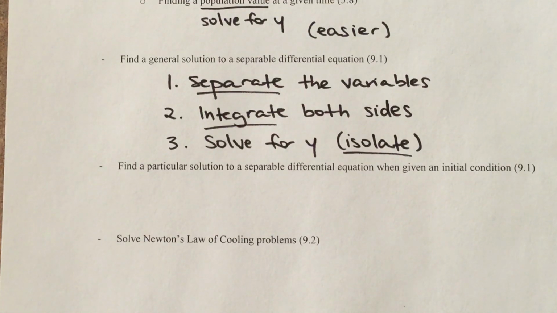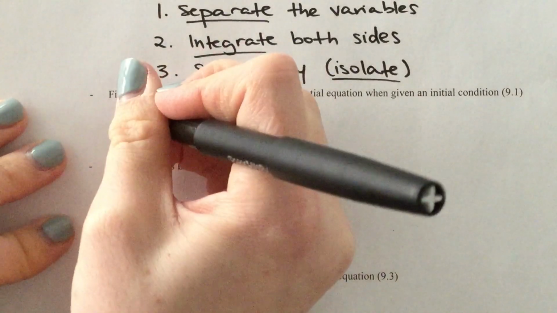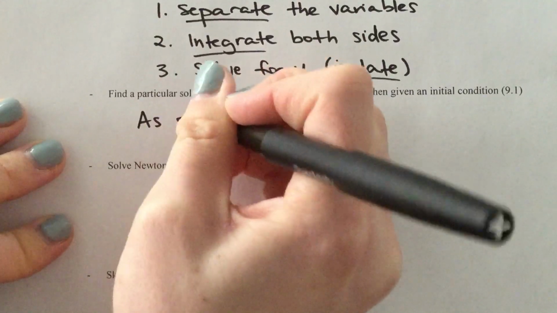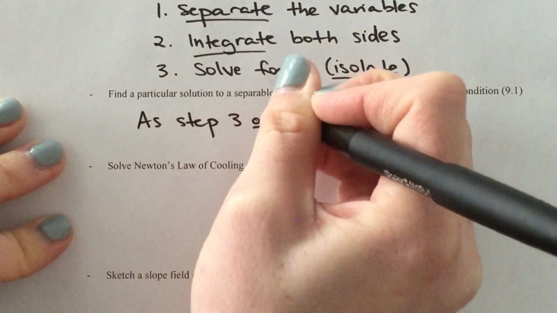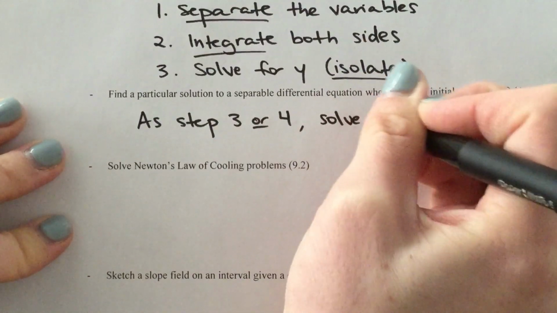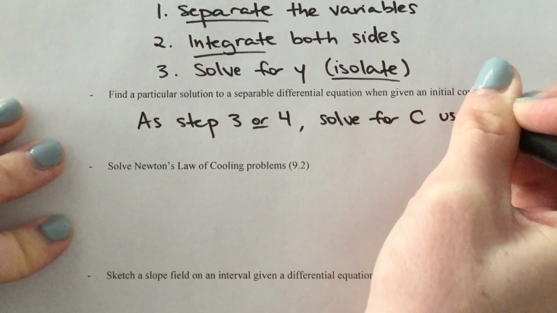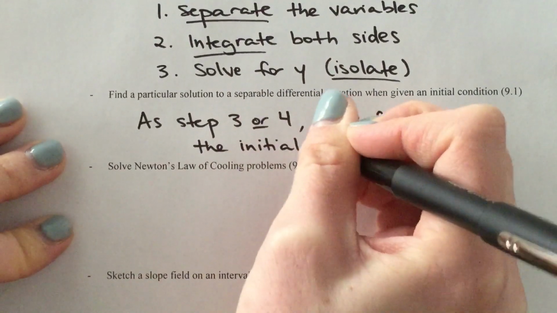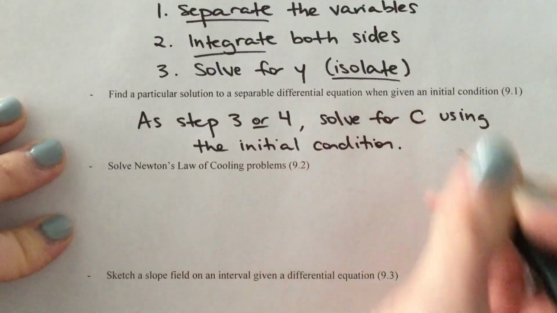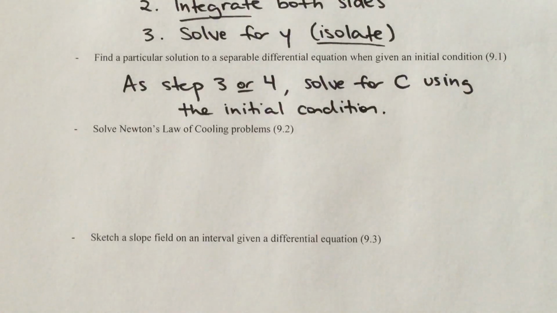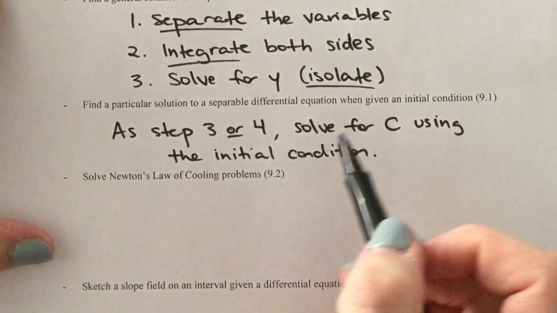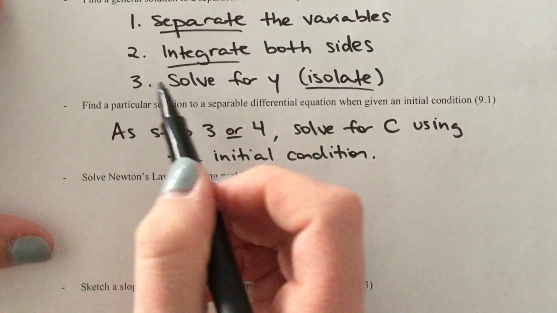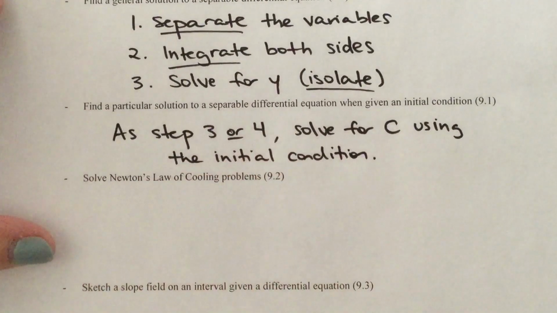You can either do solving for C as step 3 and then get y by itself, or you can get y by itself first and then solve for C. It doesn't matter. So this just means, as step 3 or step 4, solve for C using the initial condition. So we could just tack this onto the end as a step 4, or you just insert it right here as a step 3, and this becomes step 4.